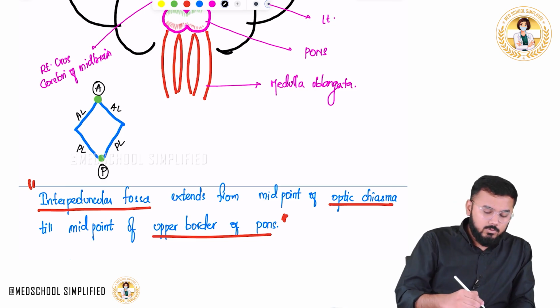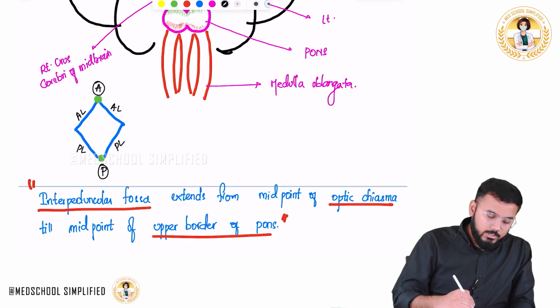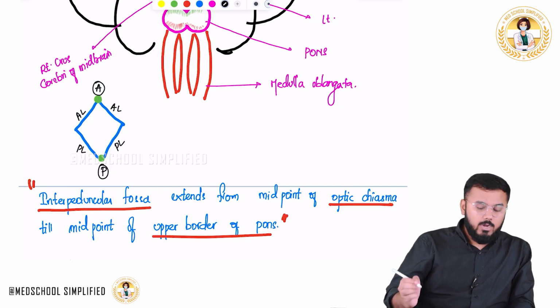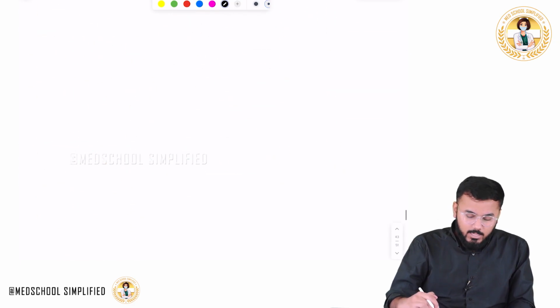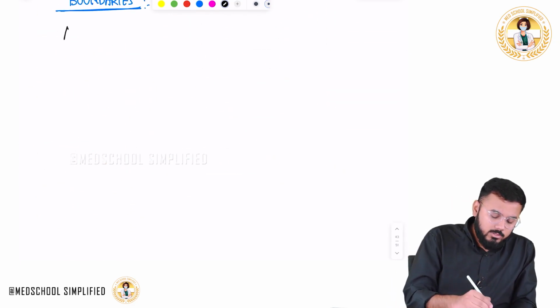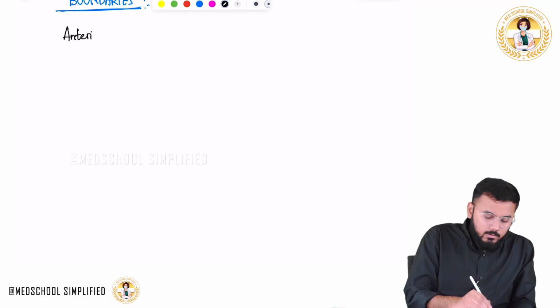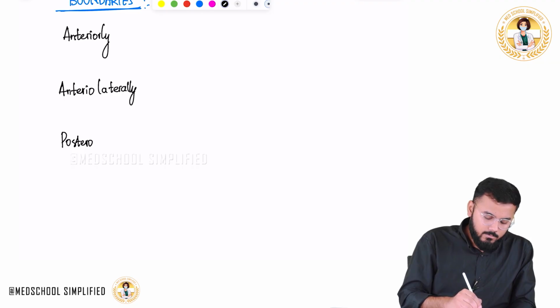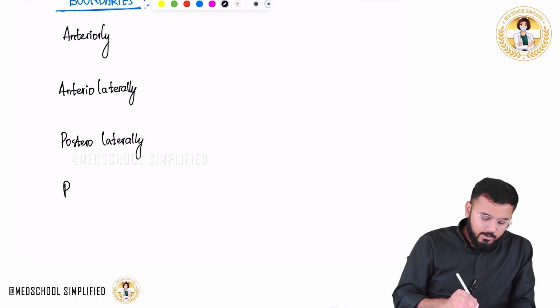So now we shall discuss what is the anterior boundary and what is the posterior boundary. Anterolaterally what do we have and posterolaterally what do we have. Okay, so first we shall write down those names. Anteriorly what do we have? Anterolaterally what do we have? Posterolaterally what do we have? And finally posteriorly what do we have?